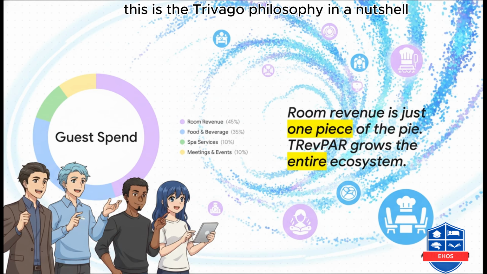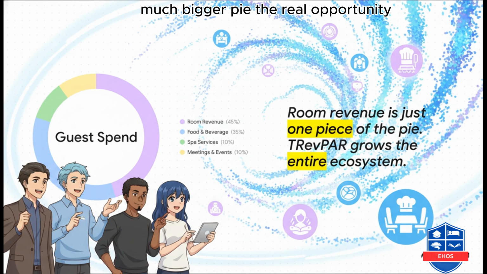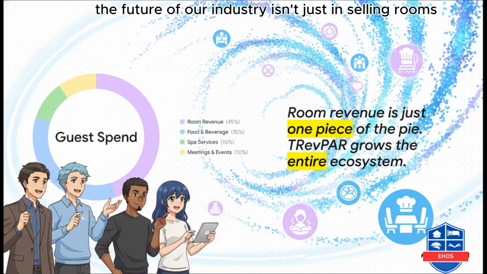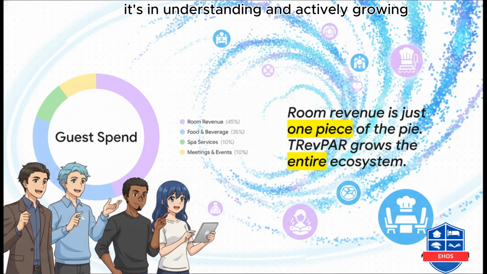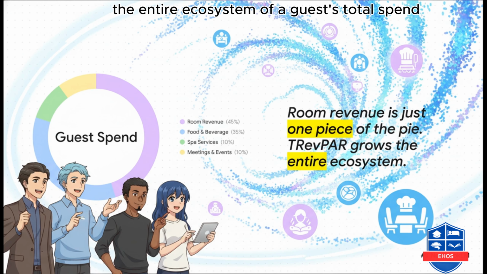And really, this visual says it all. This is the TRevPAR philosophy in a nutshell. Room revenue, it's just one slice of a much, much bigger pie. The real opportunity, the future of our industry, isn't just in selling rooms. It's in understanding and actively growing the entire ecosystem of a guest's total spend.